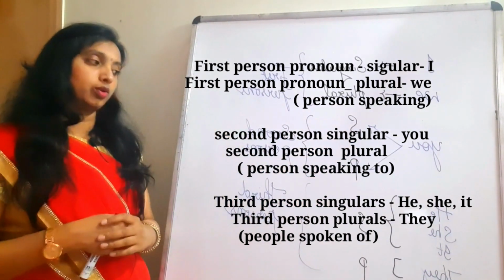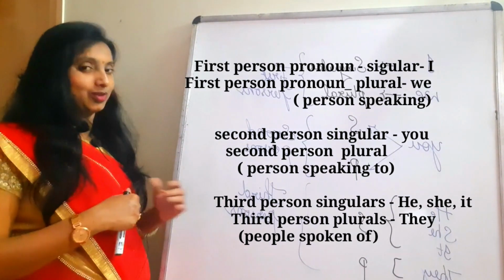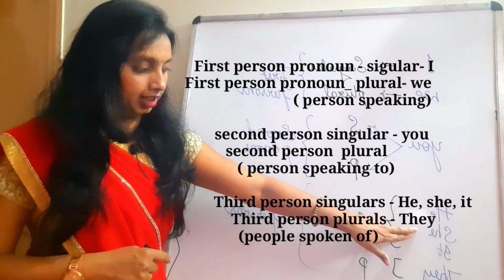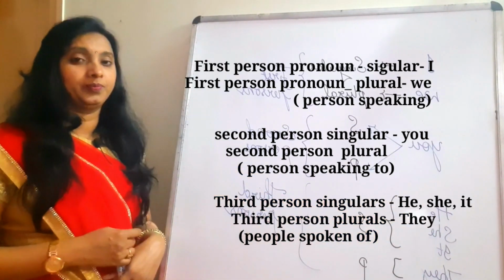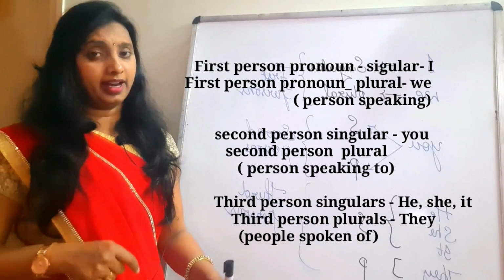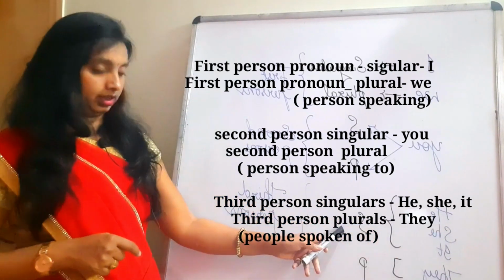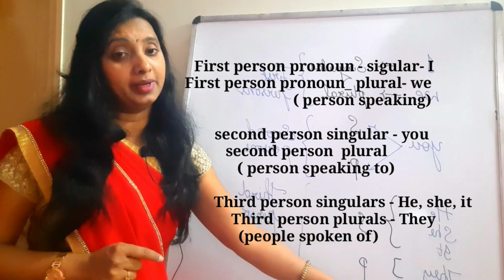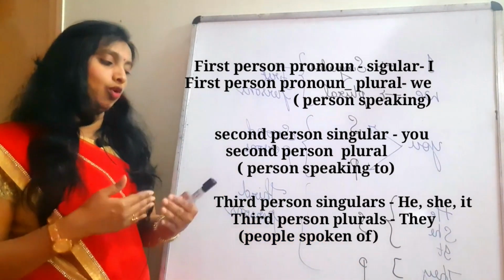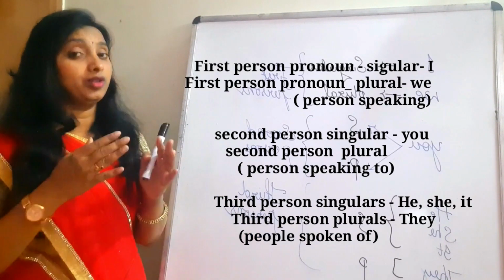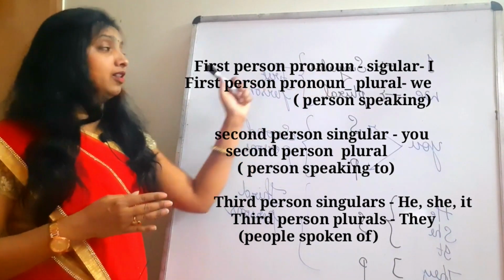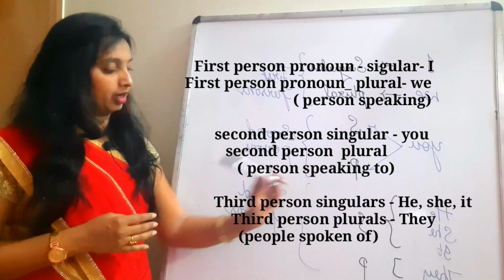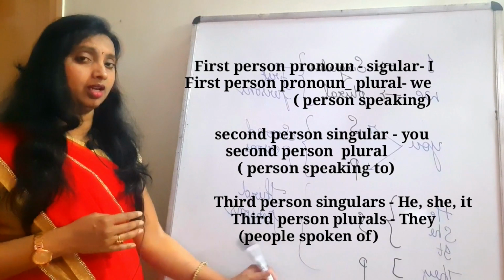Now, we will go to third person pronouns. Which are the third person pronouns? He, she, it, they. He means one person, right? She, singular, it, singular. But they means more than one person. So, it is plural. So, now did you understand first person singular, first person plural, second person singular, second person plural, third person singular, third person plural.